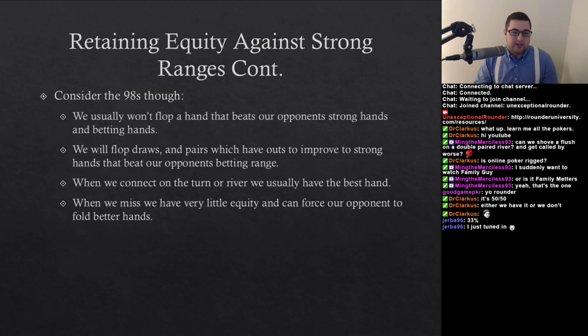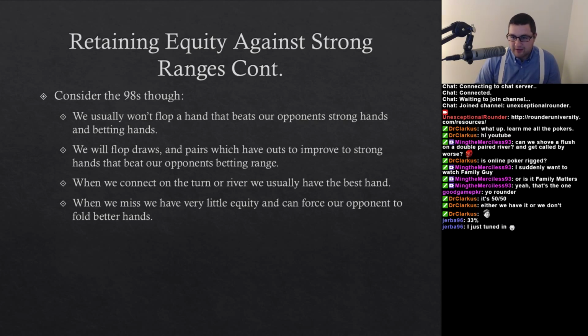So consider the 9-8 suited. We talked about the Ace-9 a little. We usually won't flop a hand that beats our opponent's strong betting hands. We will flop draws and pairs which have outs to improve to strong hands that beat our opponent's betting range. Meaning even if our opponent has a strong hand, 9-8 suited can occasionally draw out to a stronger hand. When we connect on the turn or river, we'll usually have the best hand, whereas with Ace-9, we can hit our hand and still not have the best hand. When we miss, we have very little equity and can force our opponent to fold better hands.